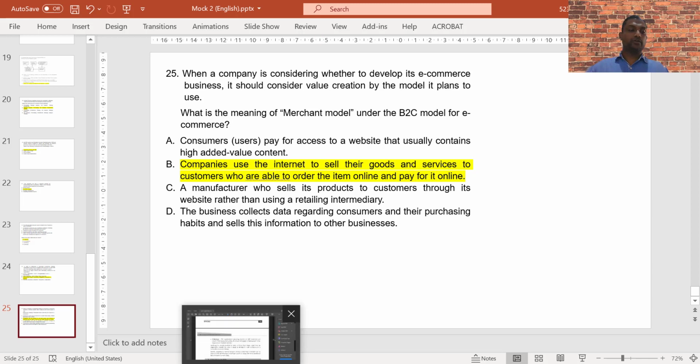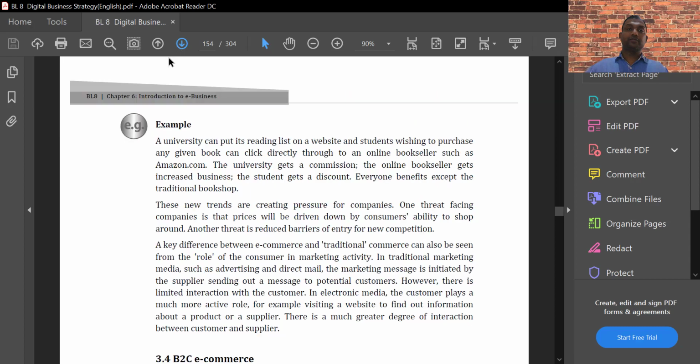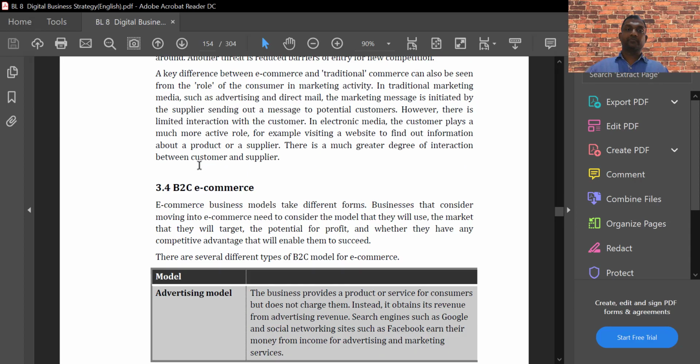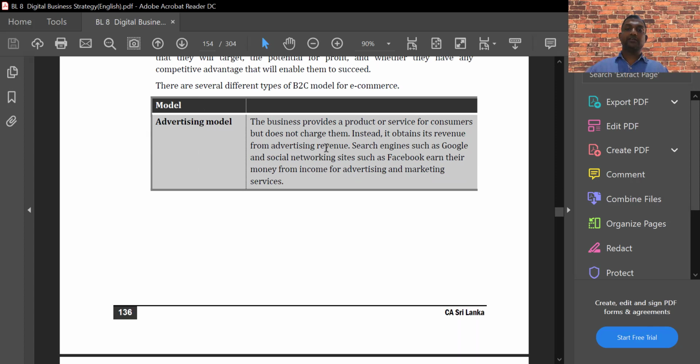So if you look at the different models available, this is again in chapter 6. So the advertising model is there, in which the organization obtains revenue by doing advertising.